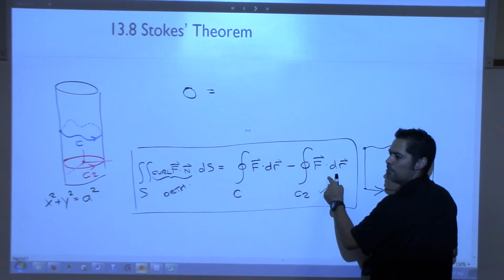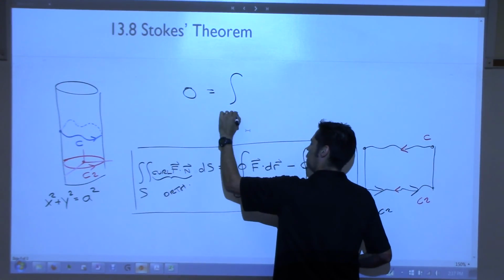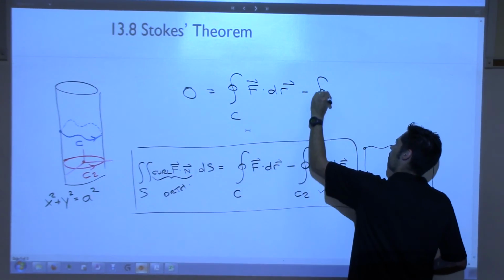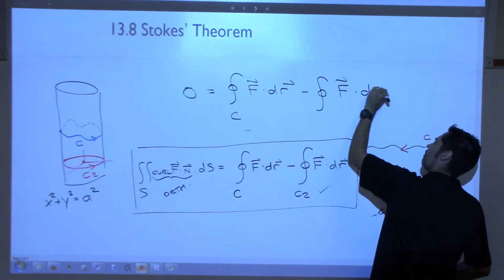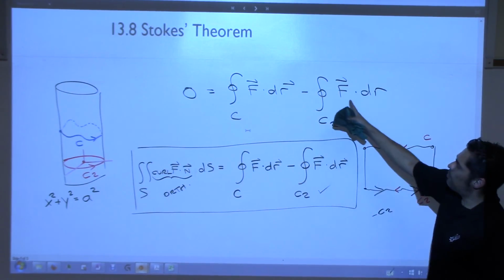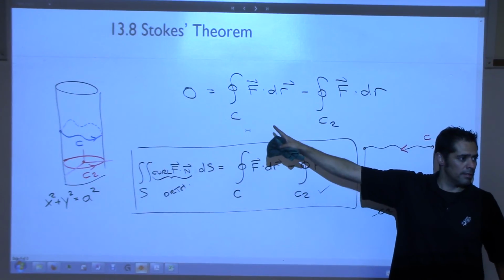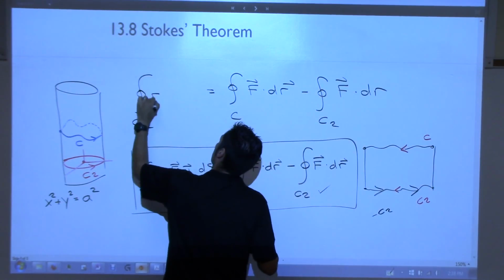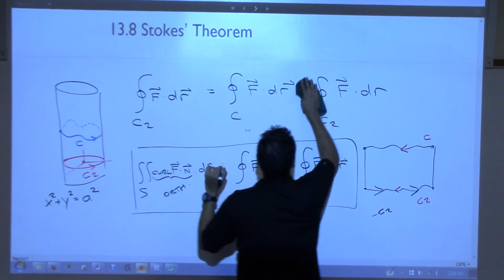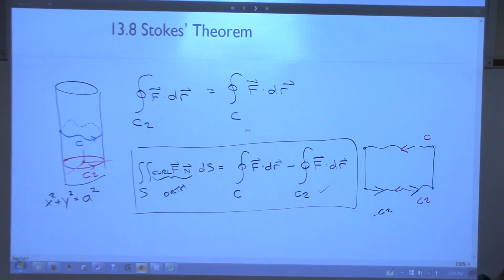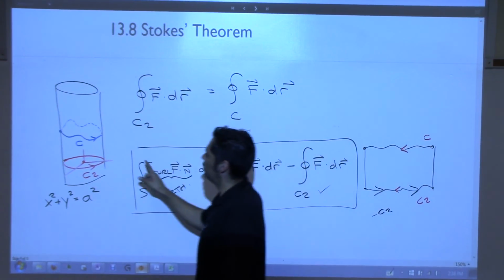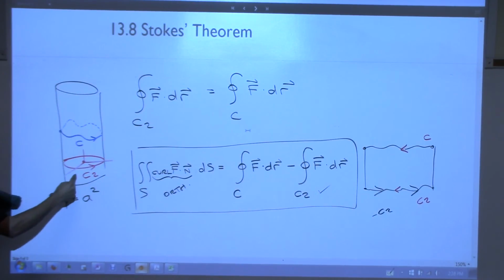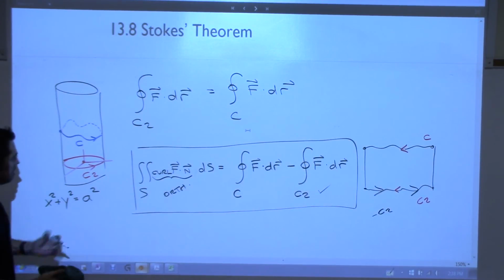So if the left side is 0, then these two on the right side are all that's left. Not that they cancel, they're equal to each other, right? So just move this one to the other side. So it's saying the work around this curve in this particular vector field is equivalent to the work around this curve. And now what you would do, because I only have 1 minute and can't do it, is set up this one.